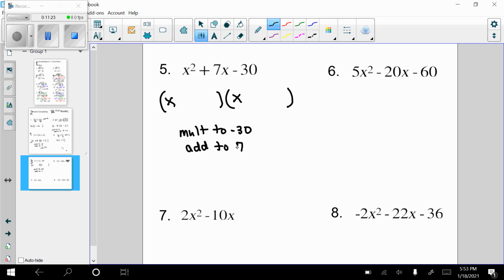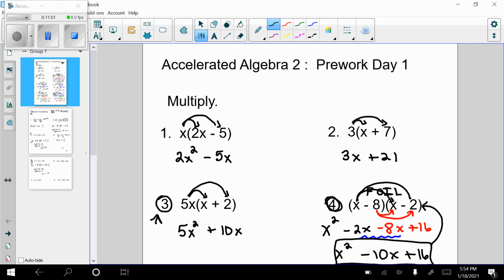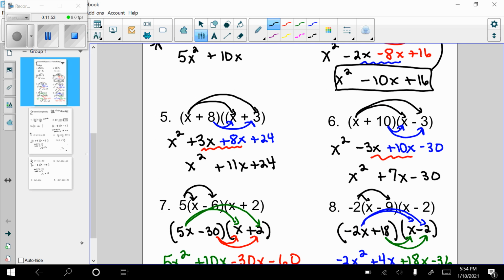So if I think about my factors of 30, I'm quite certain that 3 and 10 are going to work. Okay, so I need to multiply to a negative, so I know that one of those numbers has to be negative, but they need to add to a positive 7, so my 3 has to be negative. So that factors to x minus 3 and x plus 10. So if you go back to the beginning where I multiplied, that one matches up here with number 6.